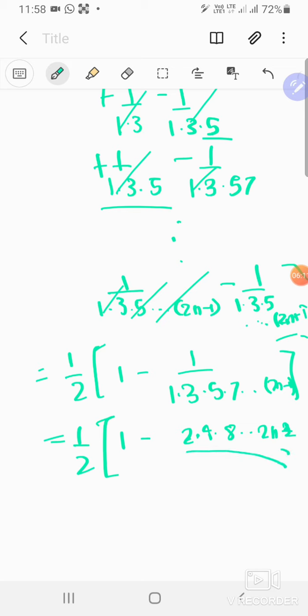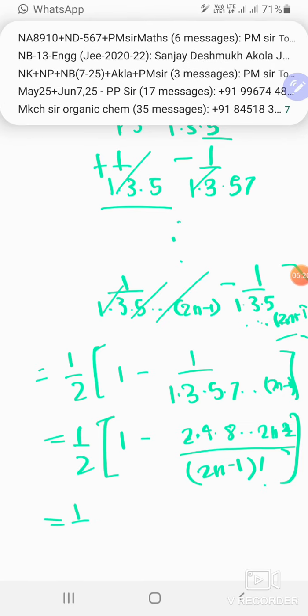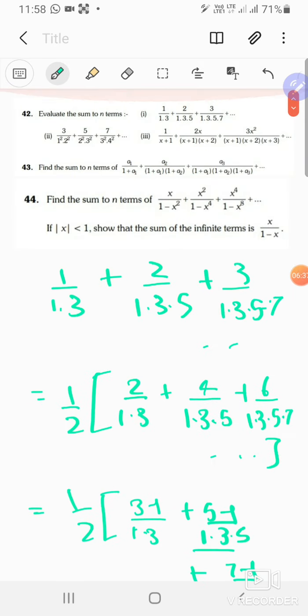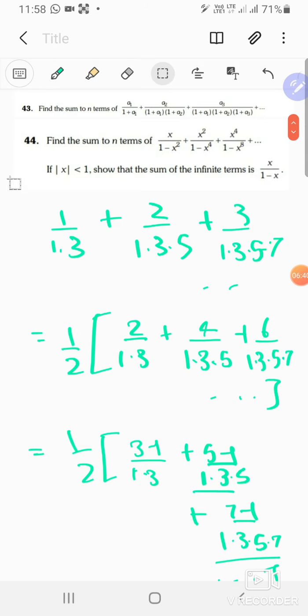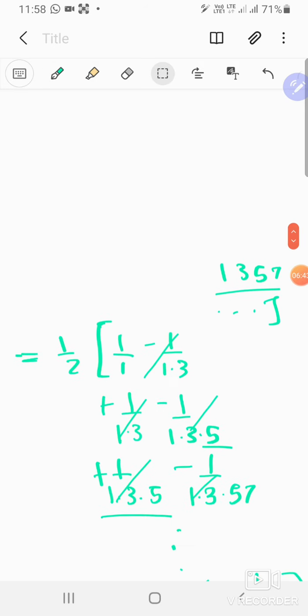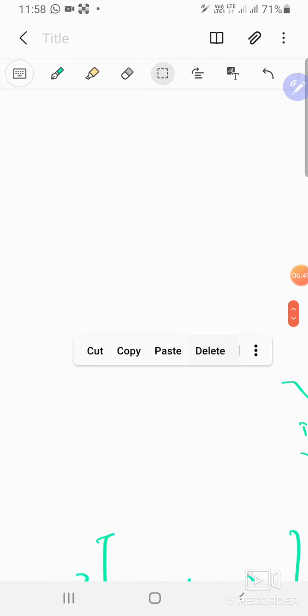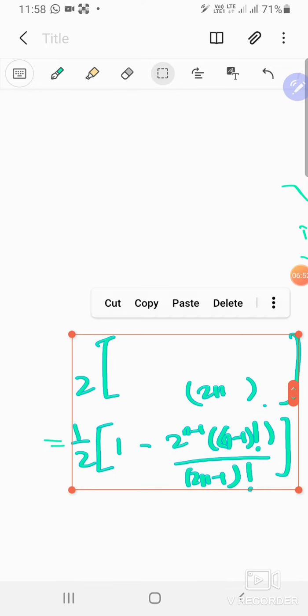And then over here you will have the complete factorial, so 2n minus 1 factorial. So that's half of 1 minus, well, there are n minus 1 numbers over there, so 2 power n minus 1, and then n minus 1 factorial, upon 2n minus 1 factorial. So that's how you do it. That's a really nice question. This is somewhat different from the usual telescoping series we see. That's why I like it.